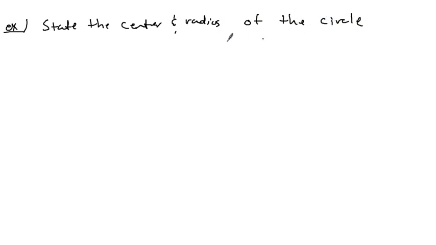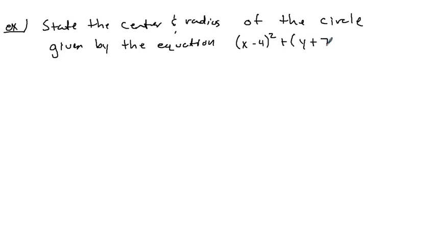So here's another example. It says state the center and radius of the circle given by the equation x minus 4 squared plus y plus 7 squared equals 24. All right, so it wants us to say what is the center, what is the radius.